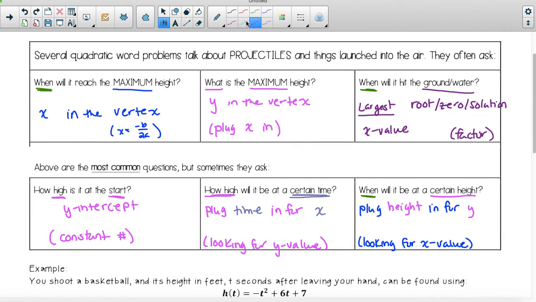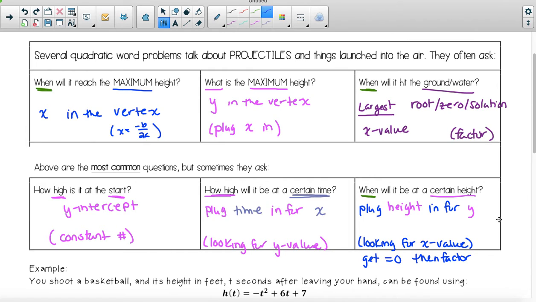But what's important here is that in order for you to solve for that x value, you will have to get the problem equal to 0, so then you can factor it. So you're going to have it equal to some random number, whatever your height is, and then you'll have to subtract it to get it equal to 0 so you can factor it.